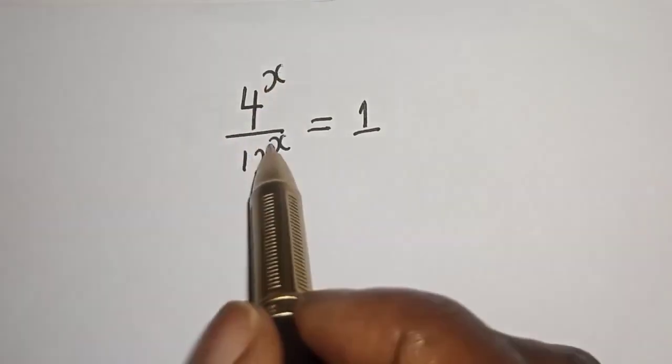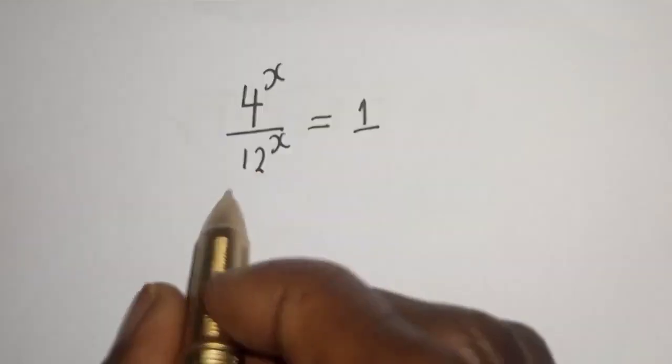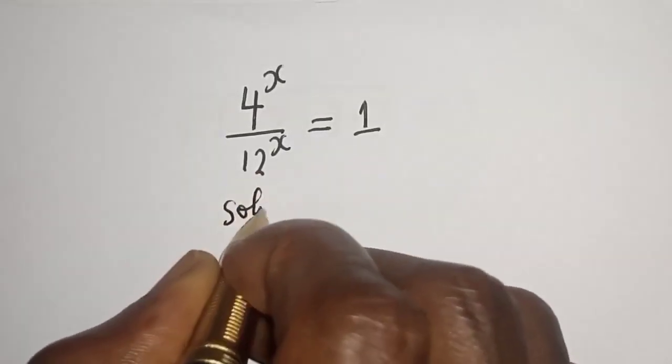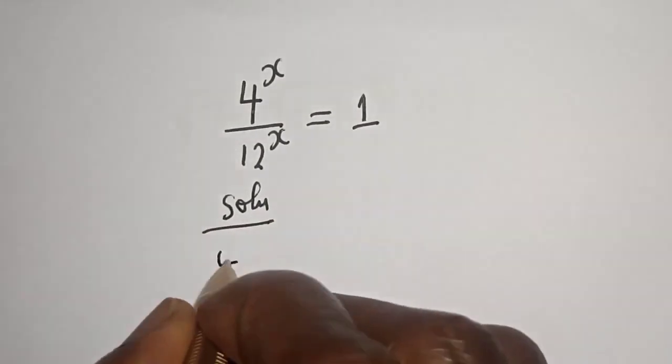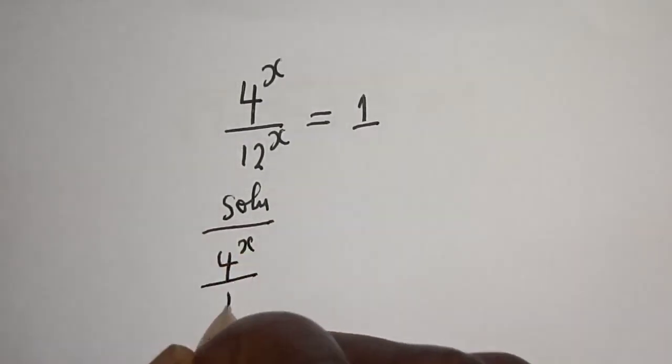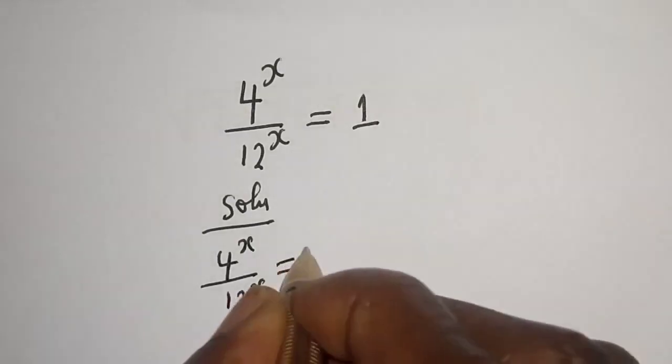4 raised to power s divided by 12 raised to power s is equal to 1. Solution. 4 raised to power s divided by 12 raised to power s is equal to 1.